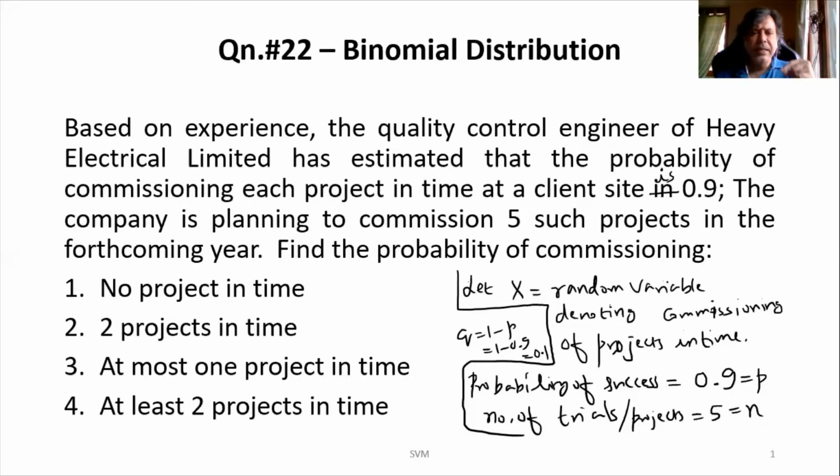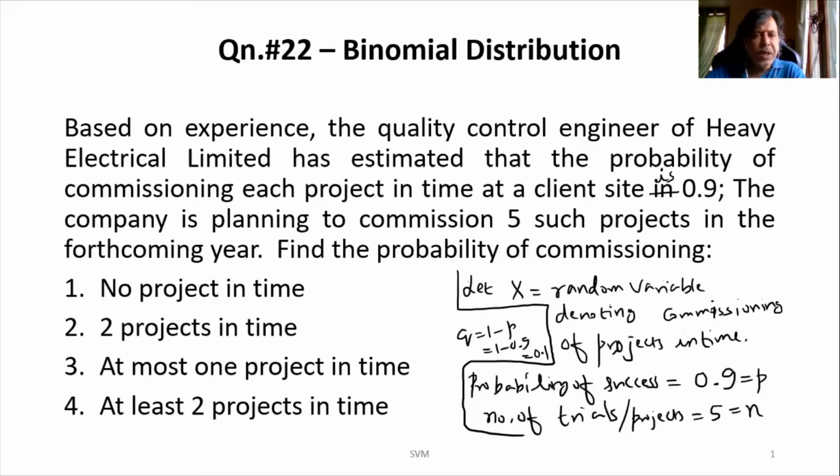Then the probability of success is predefined based on past experience. So even in future, this will not change. It will remain the same. That is the second condition for a binomial distribution, and that is also satisfied.